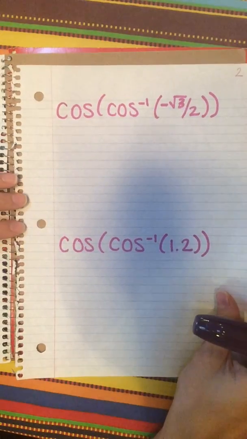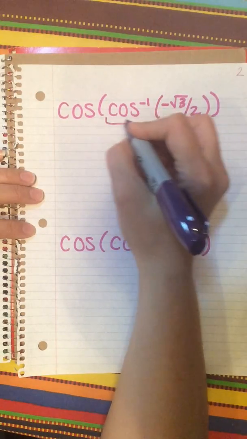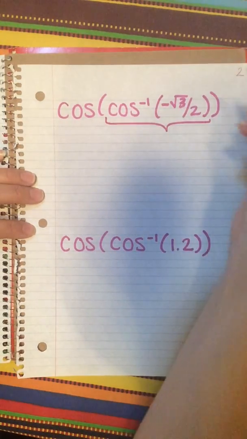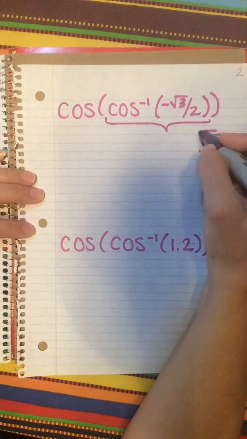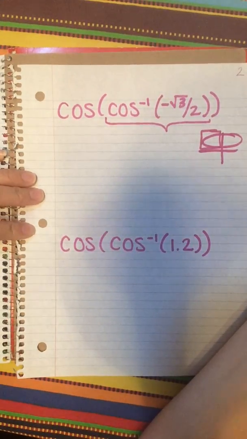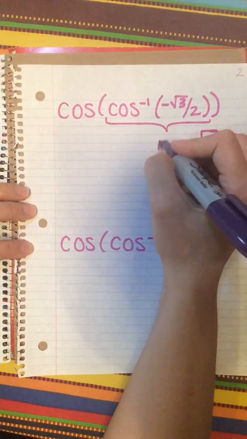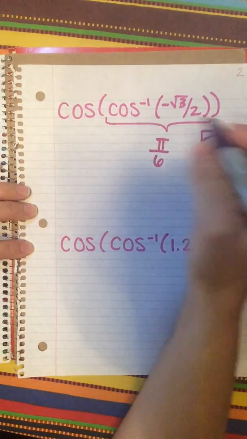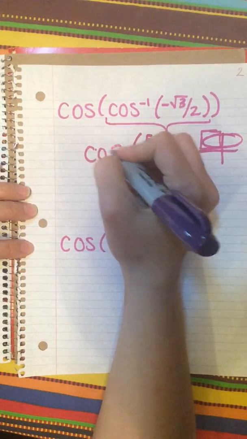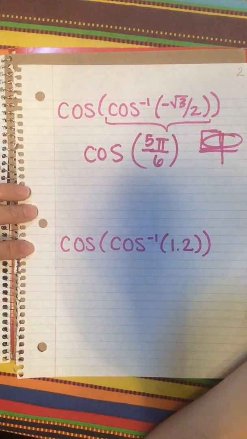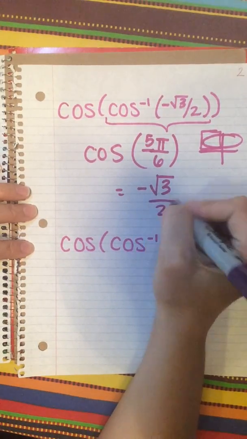Okay. Next, let's take a look at cosine of cosine inverse of negative square root of 3 over 2. So focusing on the inside first, cosine inverse exists in the first and second quadrant. Since it's negative, we're going to focus specifically on the second quadrant. And cosine is square root of 3 over 2 at pi over 6, and since it's in the second quadrant, 5 pi over 6. So this problem is now cosine of 5 pi over 6, which we know is negative square root of 3 over 2.